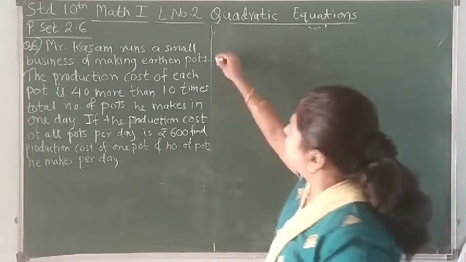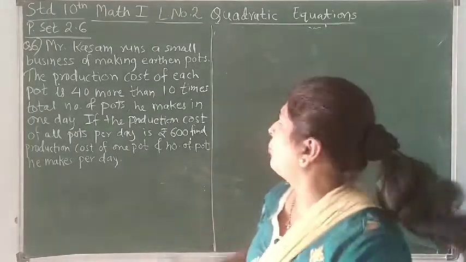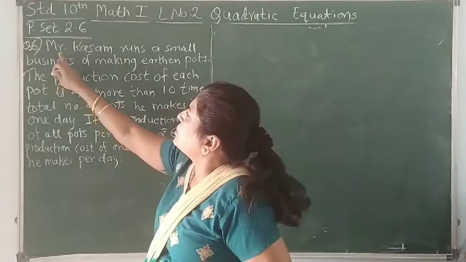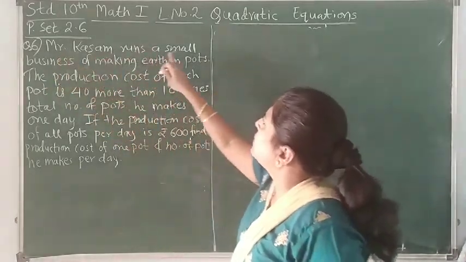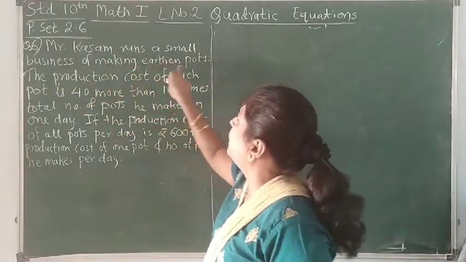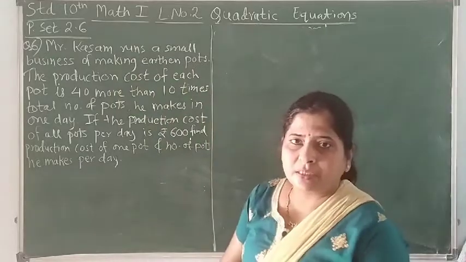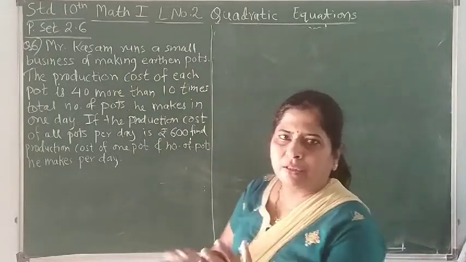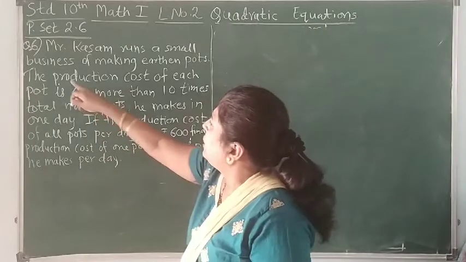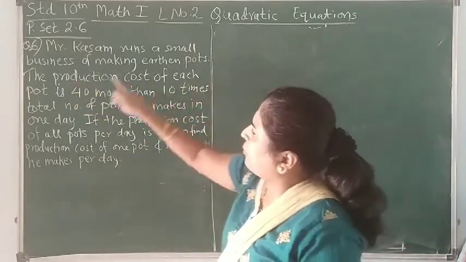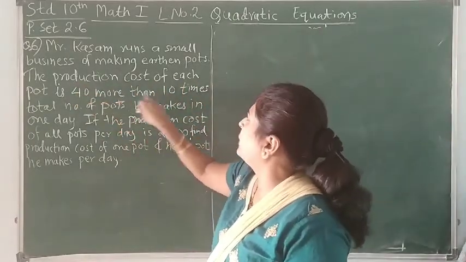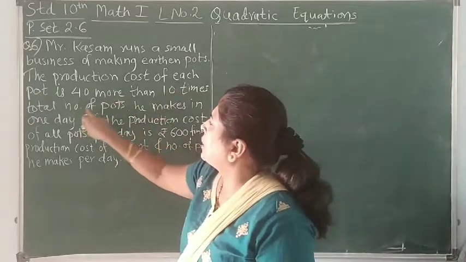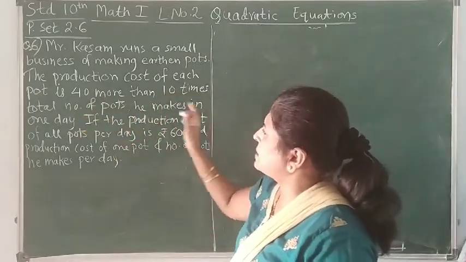Okay. Now what is question number 6 from practice set 2.6? Question number 6 is: Mr. Kasam runs a small business of making earthen pots. Mr. Kasam is doing business of making some earthen pots. Now the production cost of each pot is 40 more than 10 times the total number of pots he makes in one day.